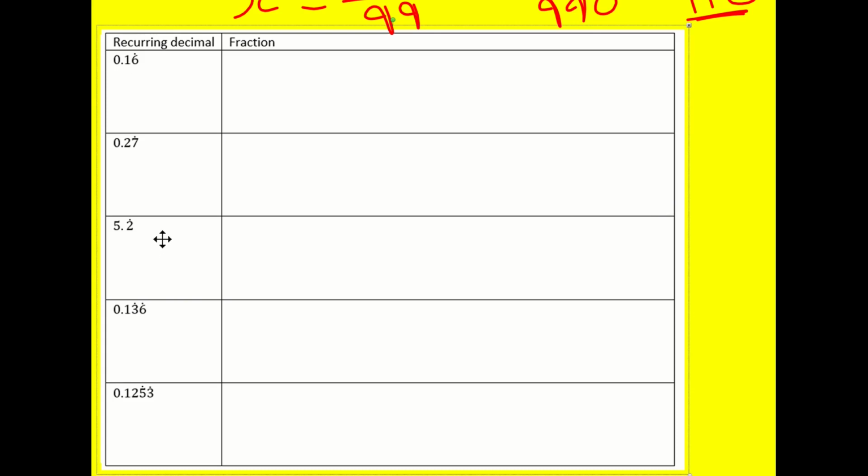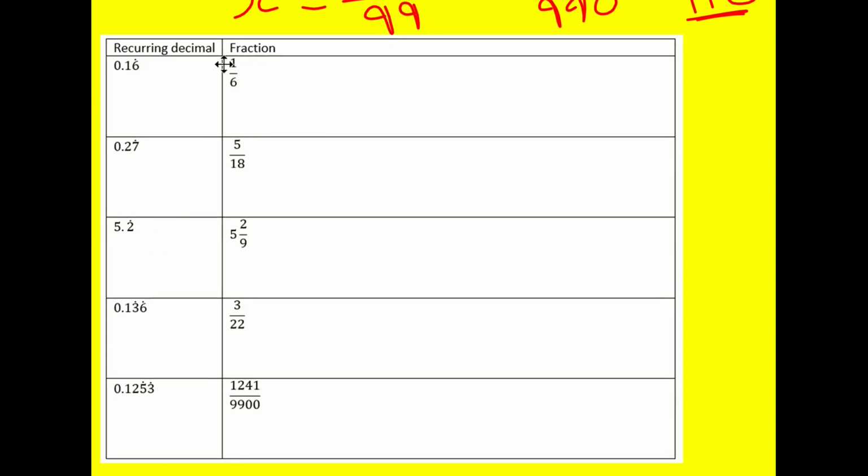All right, let's see how you did. I'm not showing my working, but here are the answers. So check that you got them. These have been simplified. You must try and simplify them as much as possible. I've written this one as a mixed number because it was written as 5.2 recurring there.